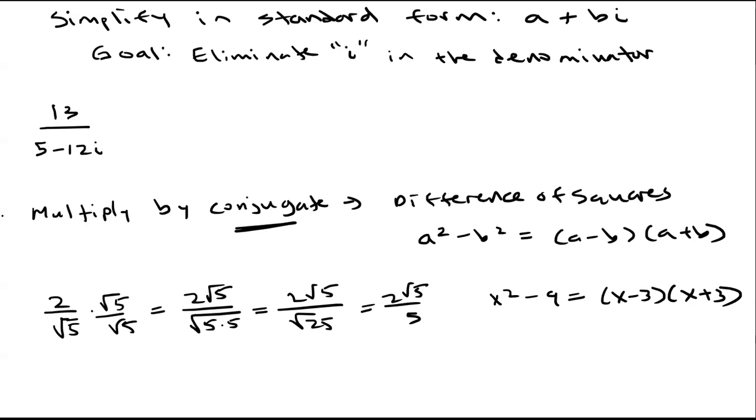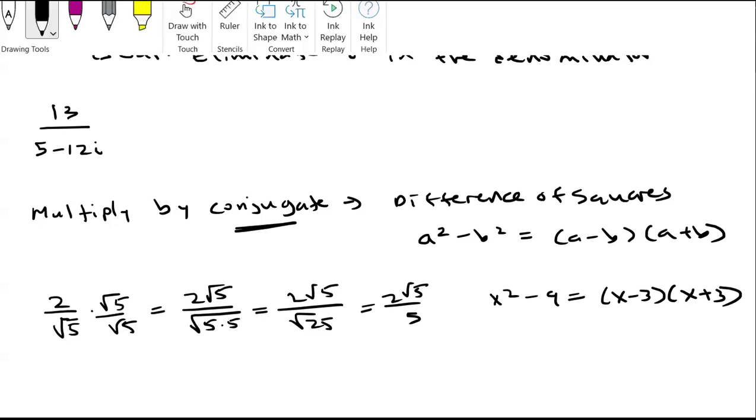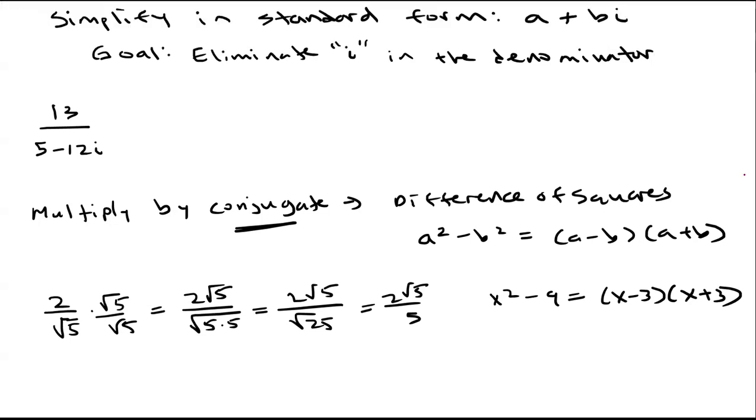So again, the goal here is to get rid of i in the denominator. So in order to do that, we need to multiply this by the conjugate. Okay, and a lot of students miss these types of problems because they don't multiply by the conjugate, or they multiply by the same factor, which you don't want to do. So I'm going to multiply this by the conjugate.